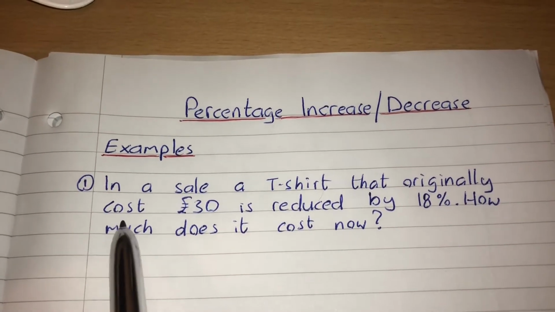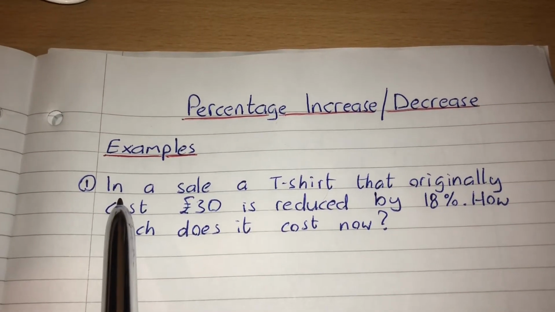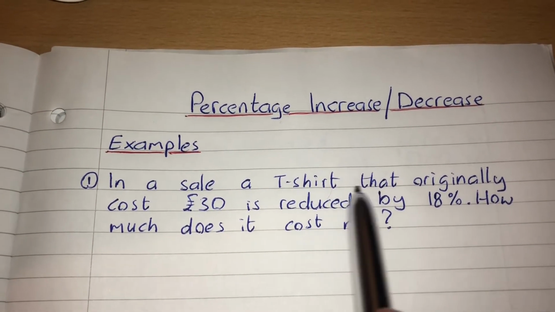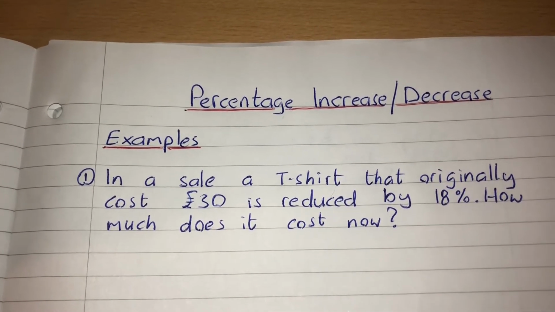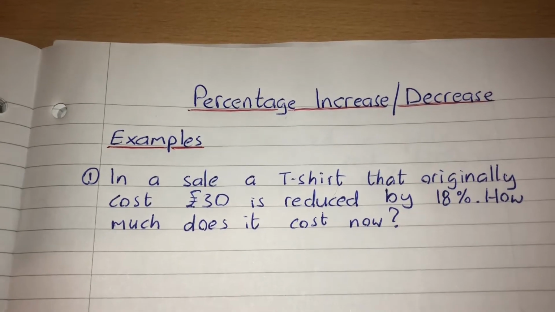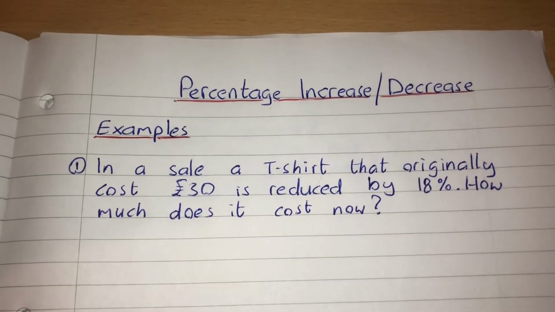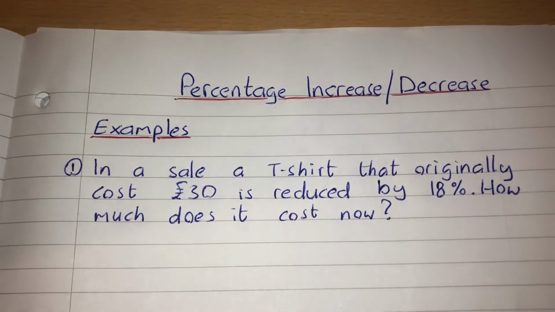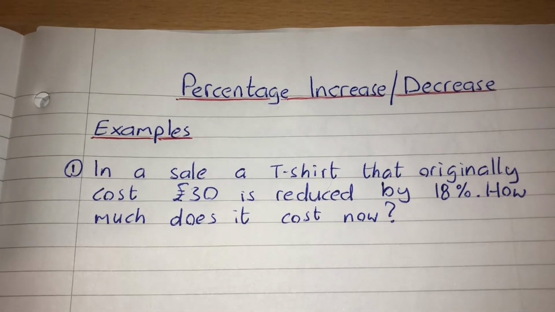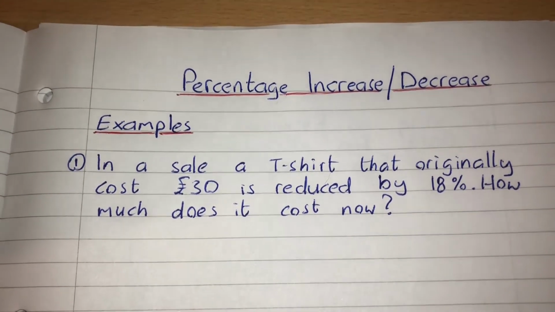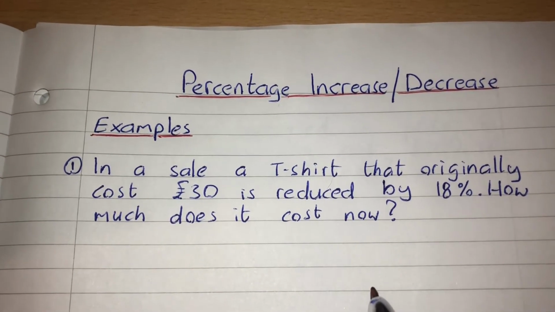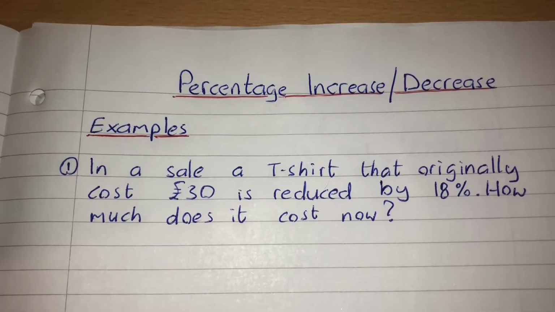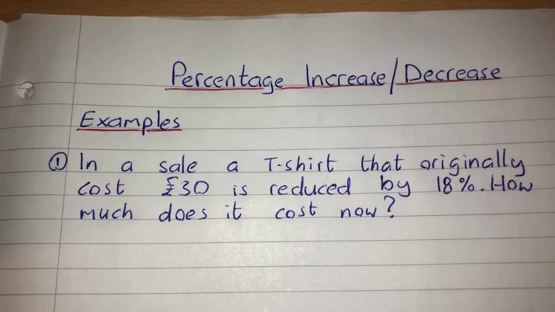We'll start off with this first one, which involves a sale where a t-shirt that originally cost £30 has been reduced in price by 18%, and it asks us how much does it cost now. Now, just one thing to point out when dealing with worded questions, it's always very, very important to read the question carefully. There's a big difference between if it's asking us how much does it cost now, as opposed to how much has it been reduced by, because all that will be asking us for would be the 18%.